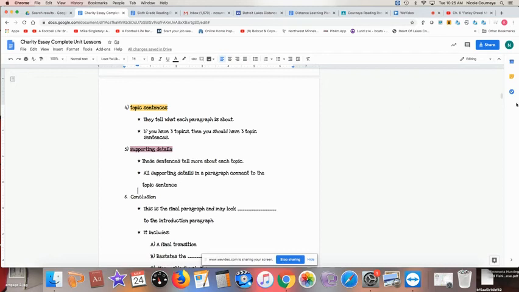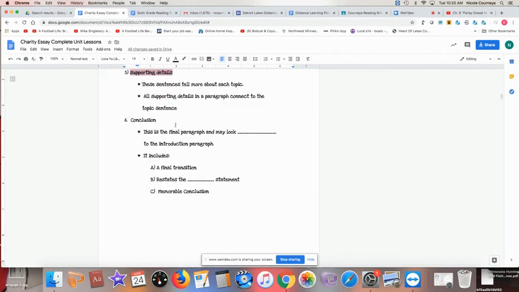All right. Now, these will be 5 paragraphs in length when we write our essays, and this is the last paragraph. It's called the conclusion paragraph. This is the final paragraph and may look similar to the introduction paragraph. Okay, so once you do your introduction, the conclusion is going to be so much easier because they're pretty much going to look the same.